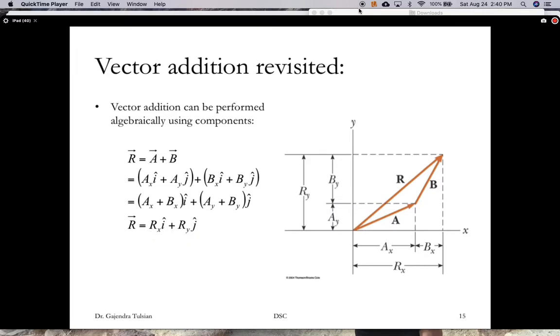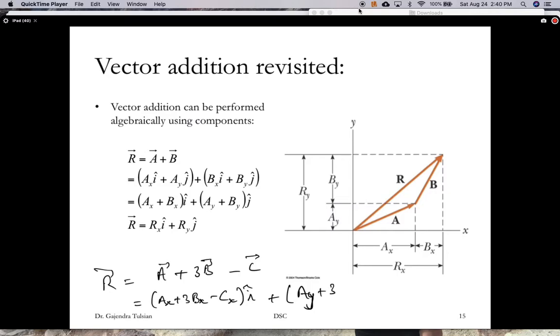In fact, this can be generalized to if R were equal to A plus 3B plus C or minus C, so you get the idea. This would be AX plus 3BX minus CX i, that would be the x component, plus AY plus 3BY minus CY j. Alright, so vector addition becomes real simple.